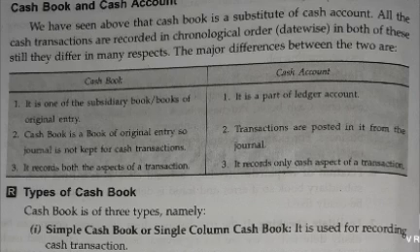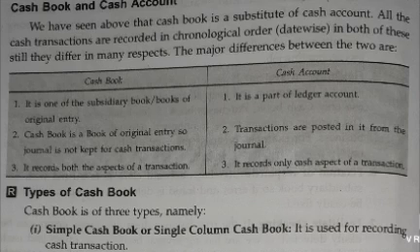Let us understand what is cash book and cash account. The cash book is one of the subsidiary books of original entry, and the cash account is a part of the ledger account. And since the cash book is a book of original entry, a journal is not kept for cash transactions.